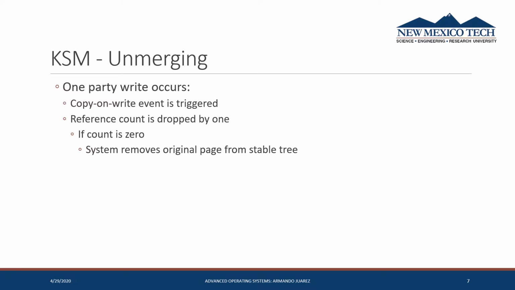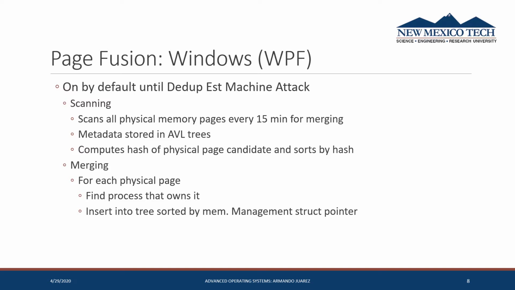Now let's talk about page fusion in Windows. It was on by default until the Dedup Est Machina attack, and page fusion in Windows works by the following. In the scanning end, it scans all physical memory pages every 15 minutes for merging, and metadata is stored in AVL trees, and then a hash of the physical page candidate is computed, and then the AVL tree is sorted by those hashes.